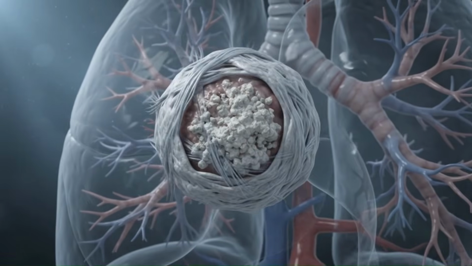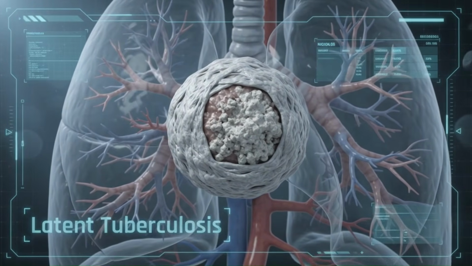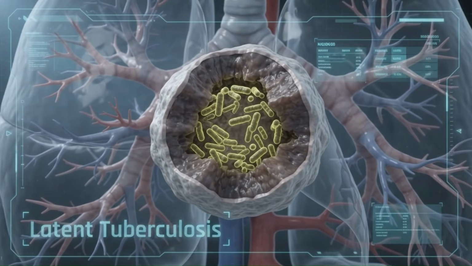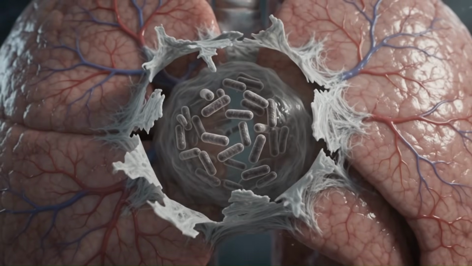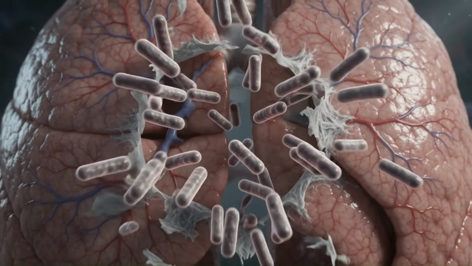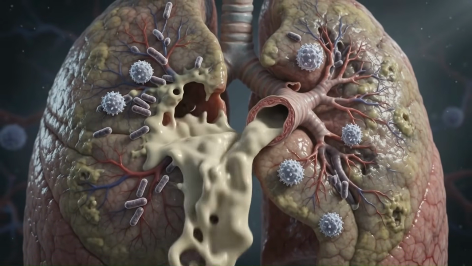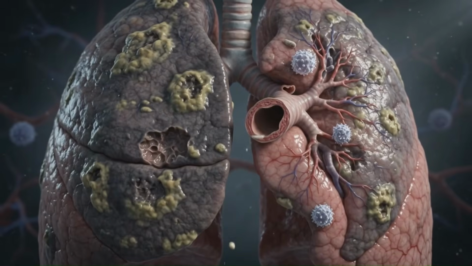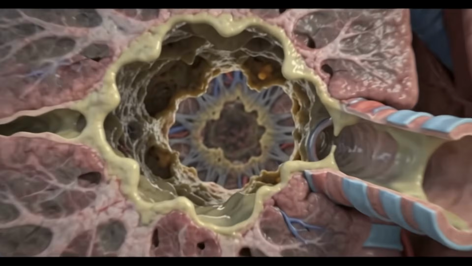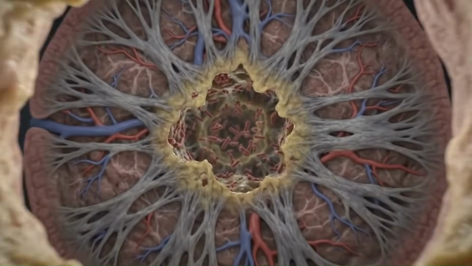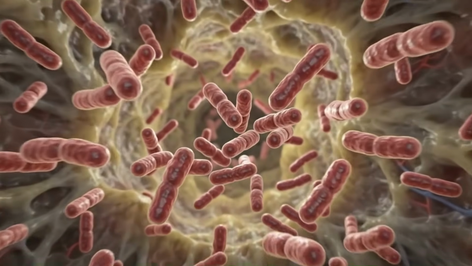In latent tuberculosis, viable bacilli remain dormant within calcified granulomas without active disease. Reduced immunity allows dormant bacilli to reactivate, producing active pulmonary tuberculosis. Drainage of liquefied caseous material produces the characteristic cavitary lesion of pulmonary tuberculosis.